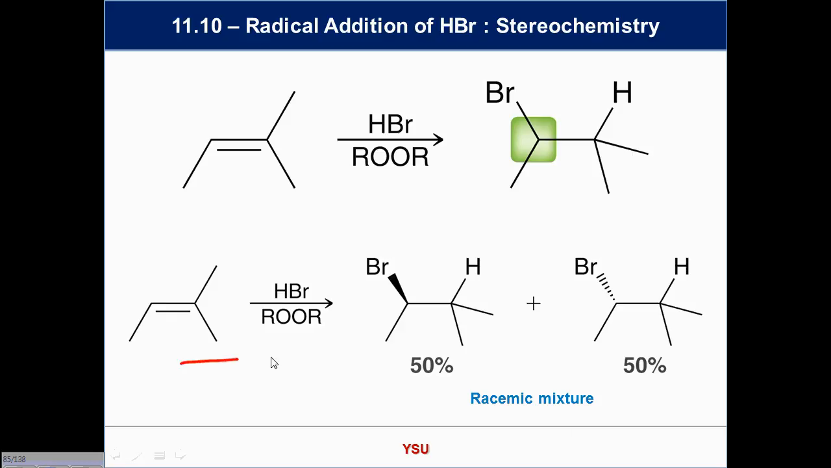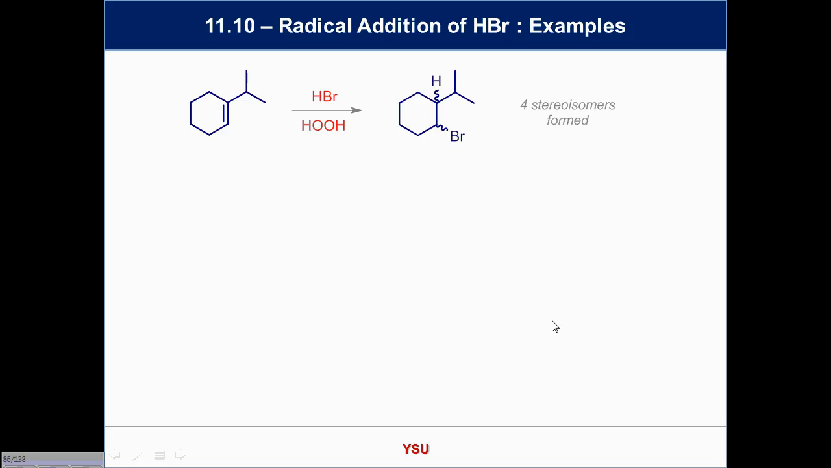Again, down here, there's your conditions. You make the decision it's radicals. You decide that you want a tertiary radical better, and that gives us a half of this and 50% of this, which is a racemic mixture. Same concepts. If you've been following it, nothing more difficult. Examples.